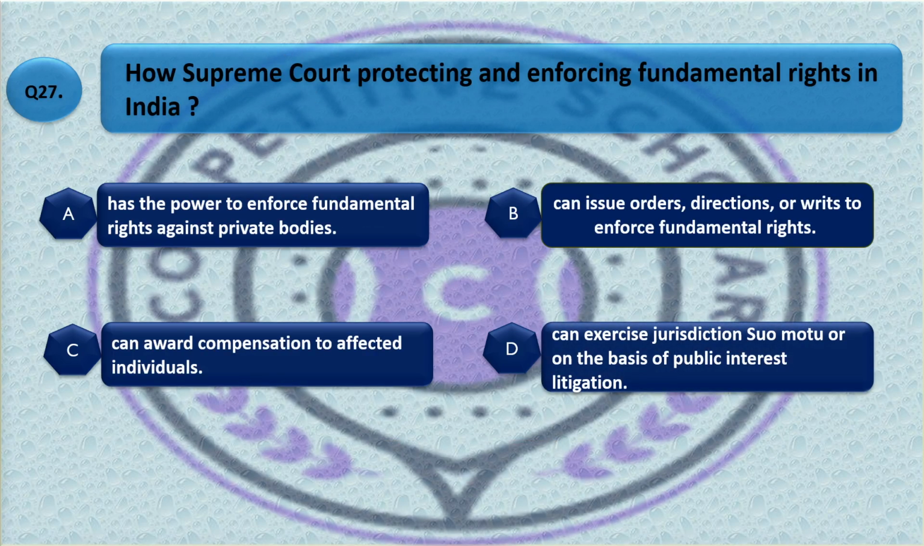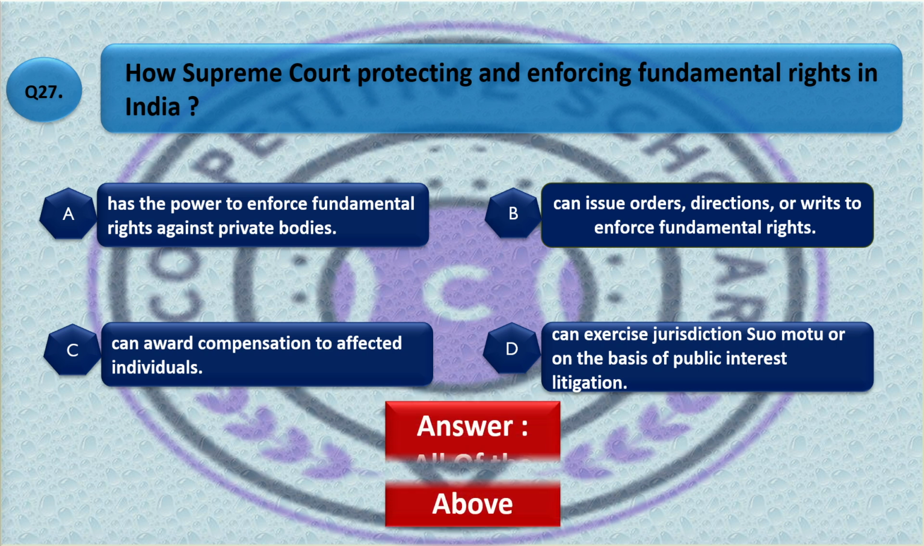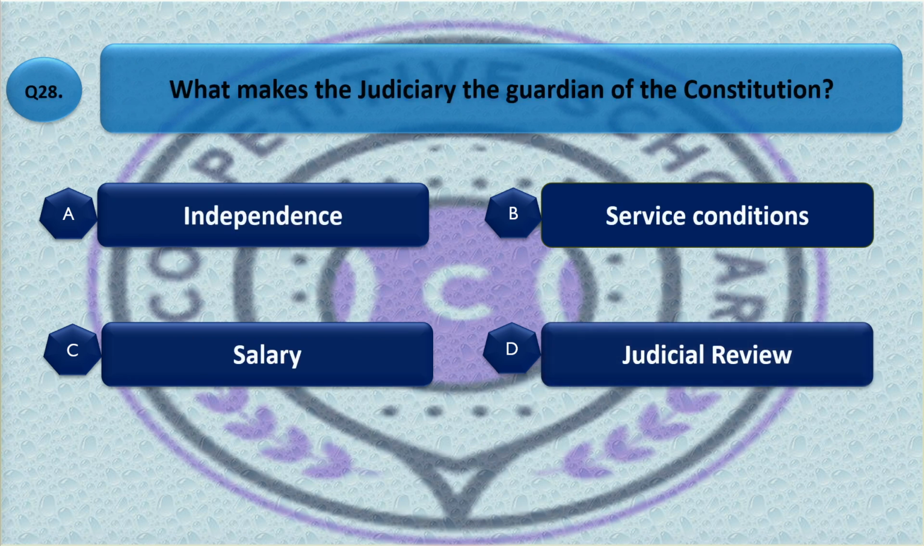Question number 27. How does the Supreme Court protect and enforce fundamental rights in India? Option A, has the power to enforce fundamental rights against private bodies. Option B, can issue orders, directions or writs to enforce fundamental rights. Option C, can award compensation to affected individuals. Option D, can exercise jurisdiction suo motu or on the basis of public interest litigation. So the answer is all of the above. That's not mentioned here, but answer is all the options.